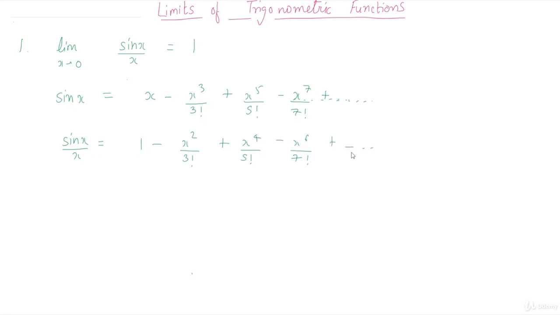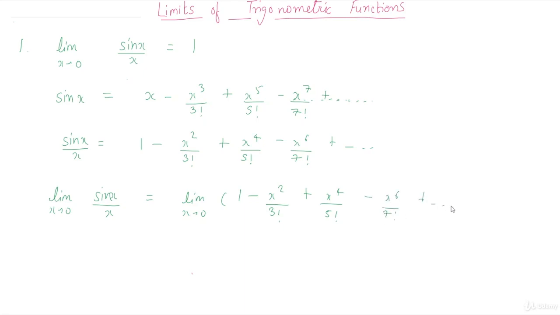and so on. Now we can easily plug in x equal to 0 so that we can evaluate the limit as x approaches 0. That will be limit x approaches 0 of sine x by x. Let us write it more clearly. That will be sine x by x, and now you can plug in here to evaluate the limit. So x is equal to 0 we can plug into this expansion, so that will be 1 minus x square by 3 factorial plus x to the power 4 by 5 factorial minus x to the power 6 by 7 factorial and so on.